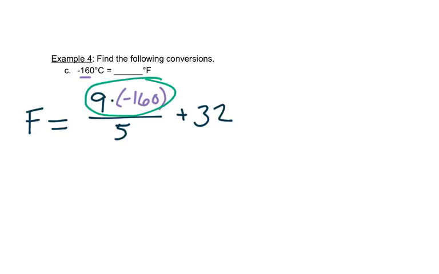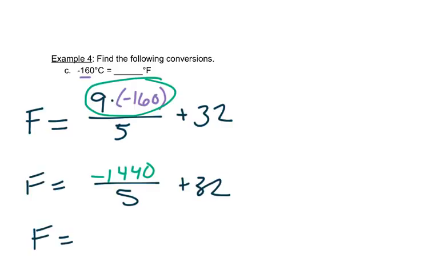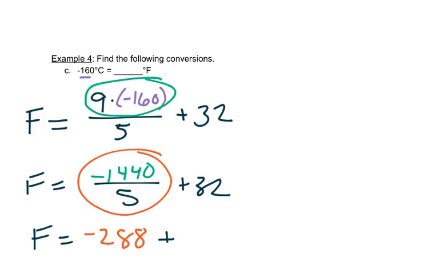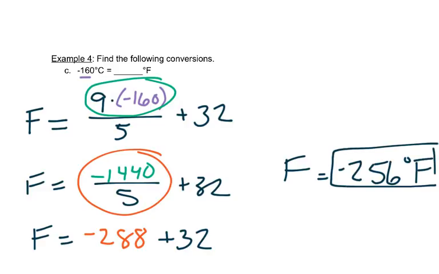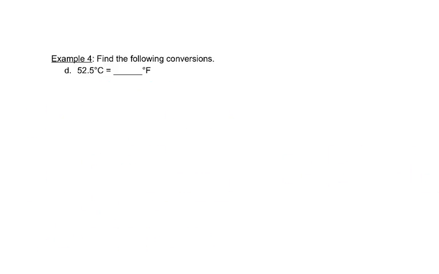I'll start with this 9 times negative 160, and I get negative 1440. I'll divide by 5 and then add 32. So I'm going to start by dividing by 5. So I get negative 288, and then I need to add 32. And I get negative 256 degrees Fahrenheit. Example D works exactly the same way, so I think you're ready to start your homework.